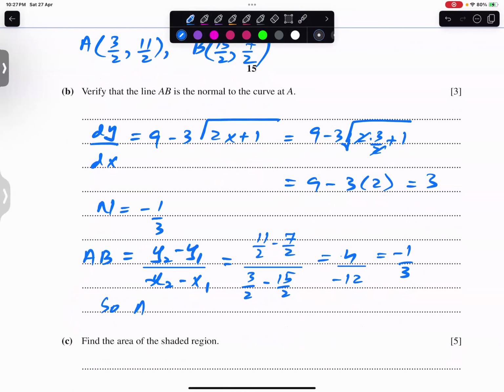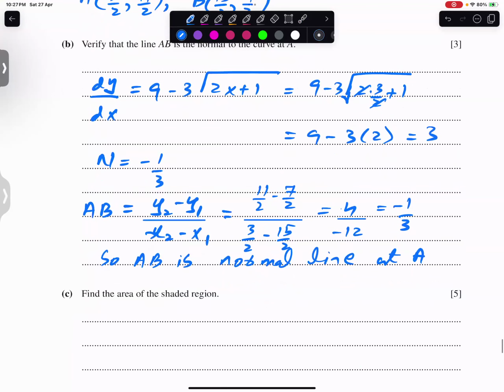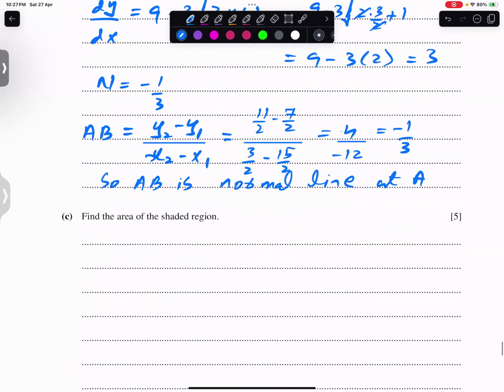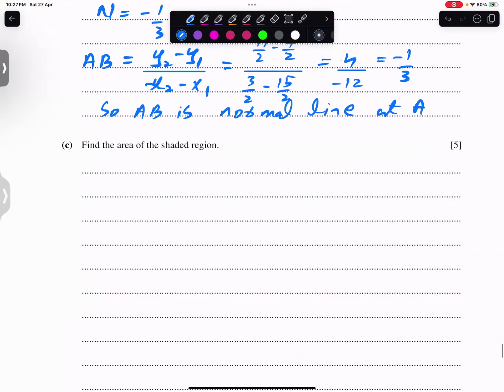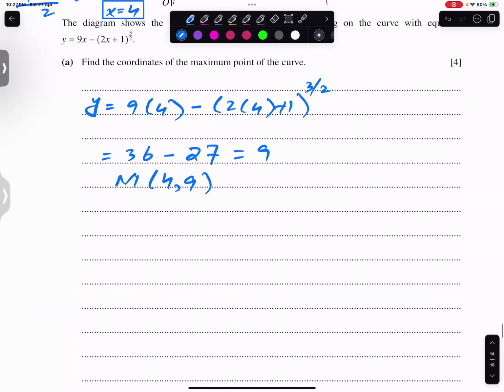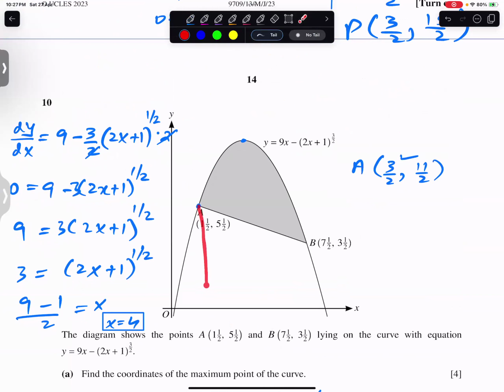So AB is the normal line at A. Find the area of the shaded region. To find the area of the shaded region, let's find the area integral.